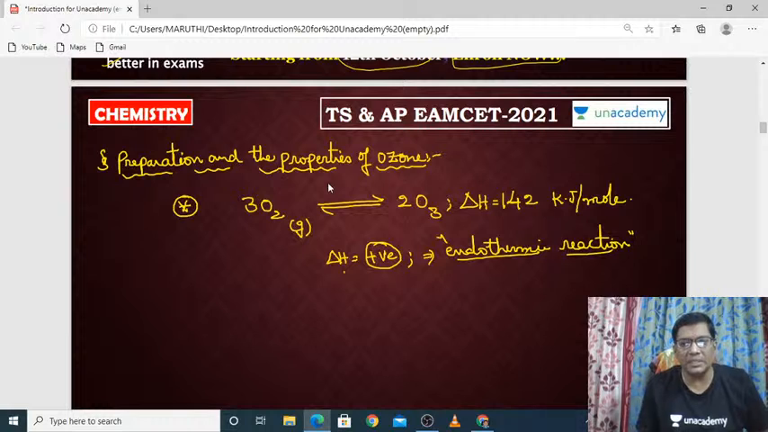So once the ozone is converting to oxygen, what about the entropy value? What about the entropy value? Please tell me.